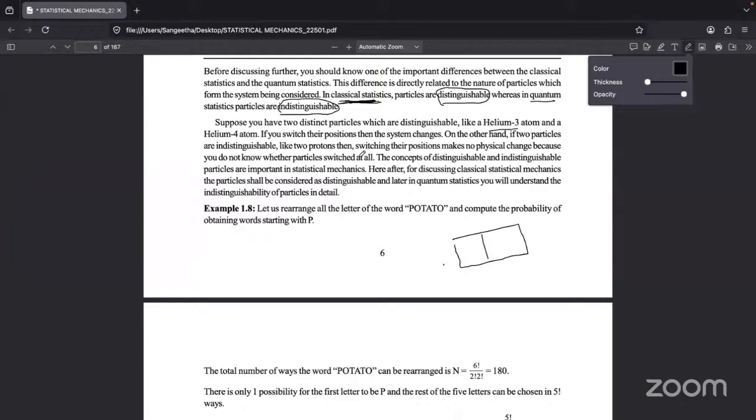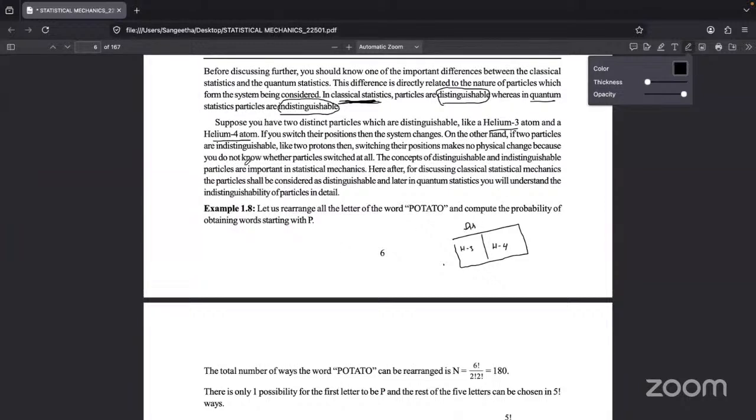Helium-3 and helium-4 we are concentrating. The two particles are helium-3 and helium-4, so they are different. This comes under distinguishable particles. An example of distinguishable particles is helium-3 and helium-4. We can identify both the particles. This is a distinguishable particle.